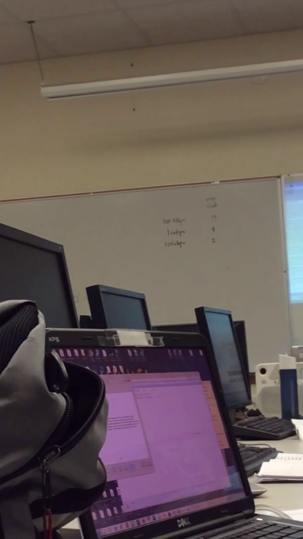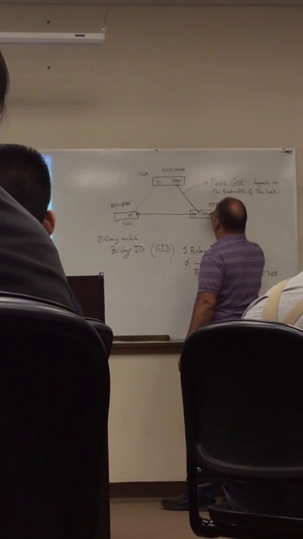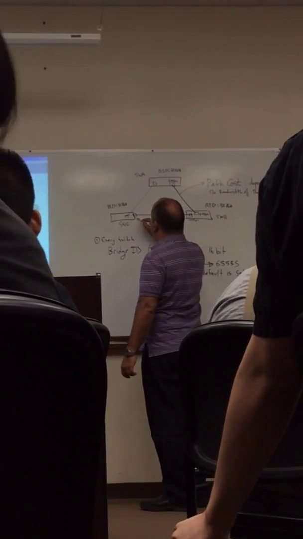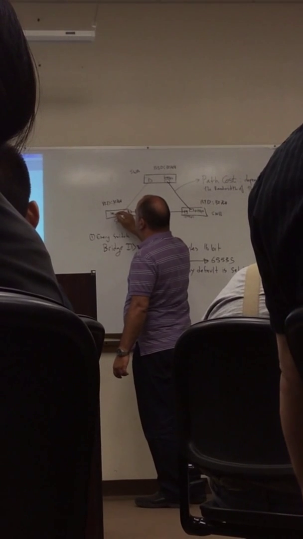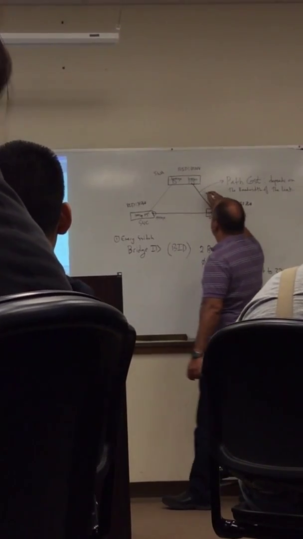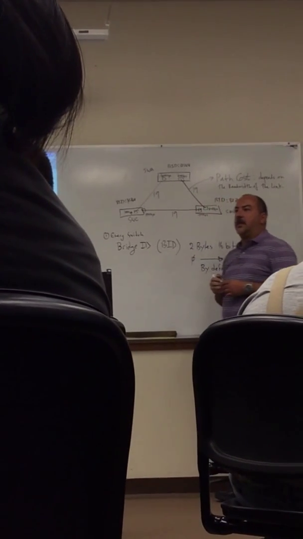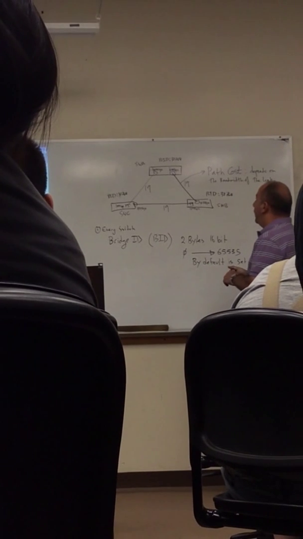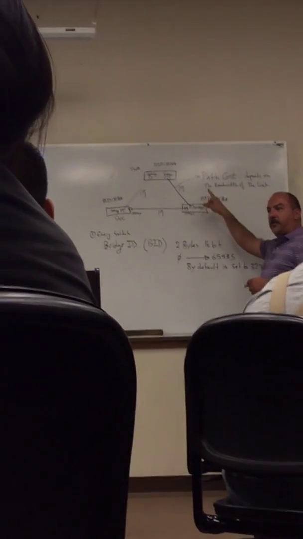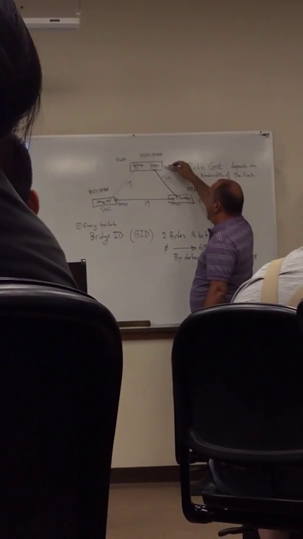So if these were all the switches we use, these are all what? 100 megabits per second, correct? So this cost is 19. The cost here is 19. The cost here is what? It's 19. So the path cost is the sum of all the costs to go from one switch to the other switch. So, for example, for switch B to go to switch A, the cost is what?